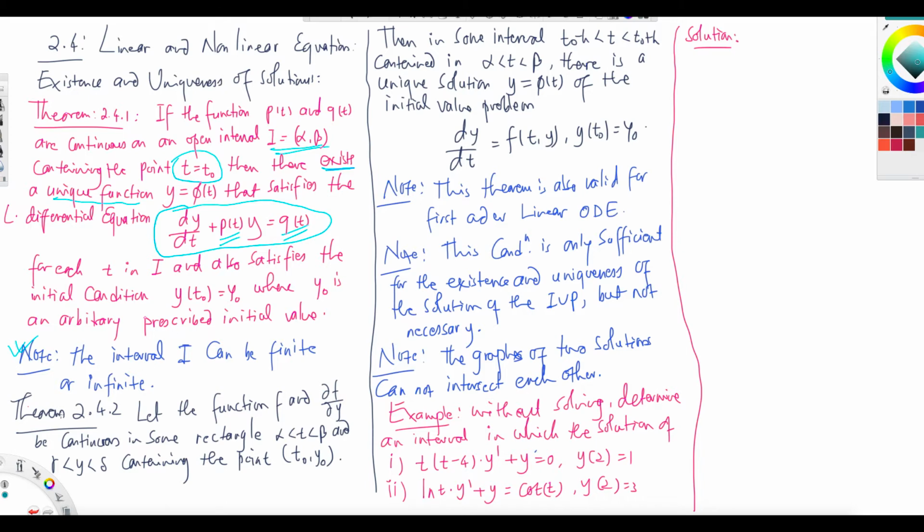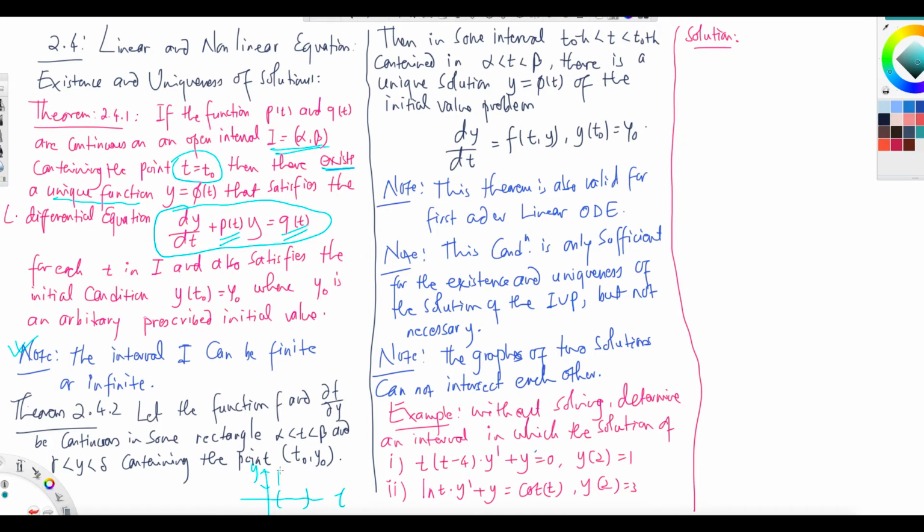Theorem 2.4.2 says: let the function f and del f over del y, meaning the partial derivative of f with respect to y, be continuous in some rectangle alpha less than t less than beta, meaning t is between alpha and beta, and y is between gamma and delta. It is like, see, this is t, this is y, so this is an interval alpha and beta, and this is an interval gamma and delta.